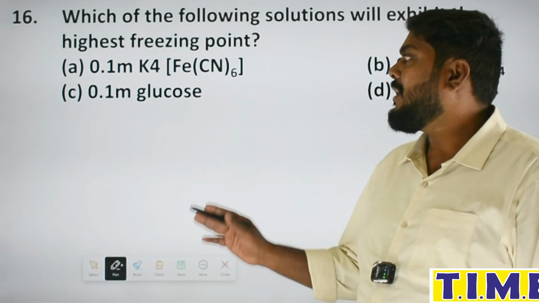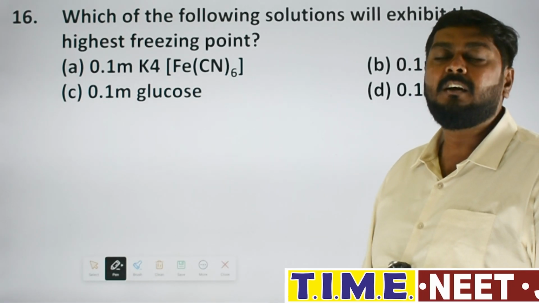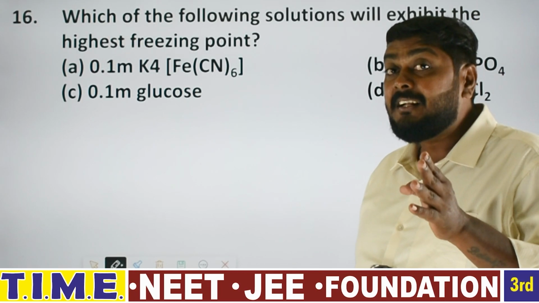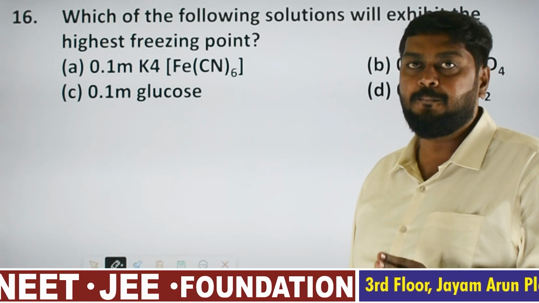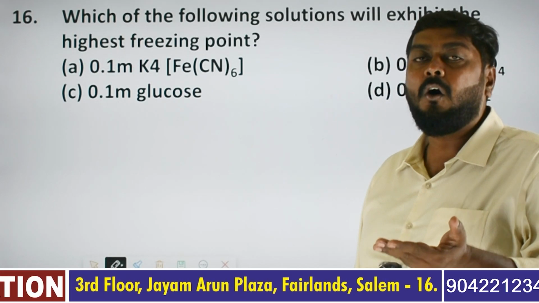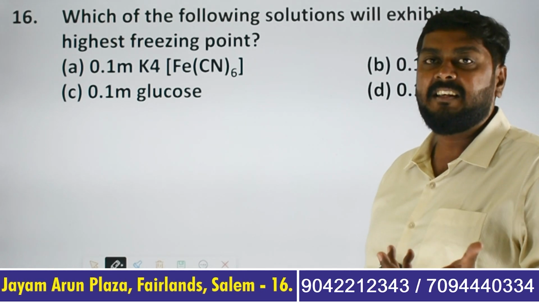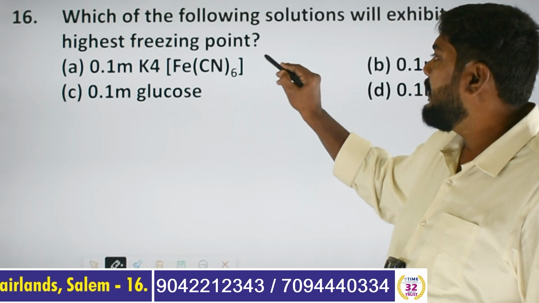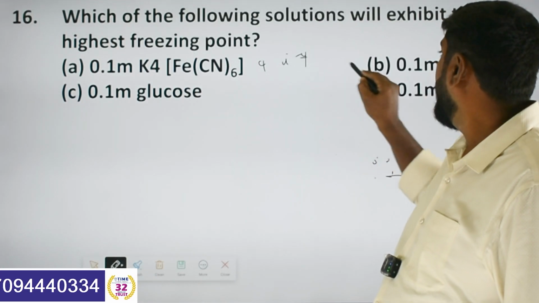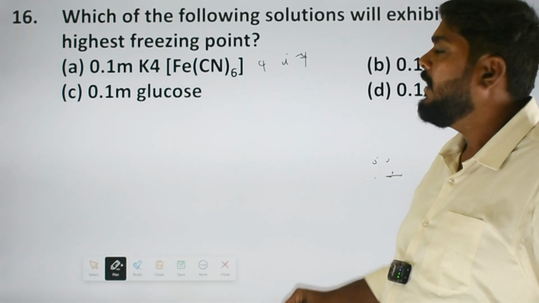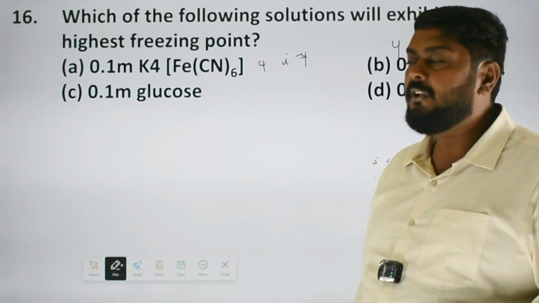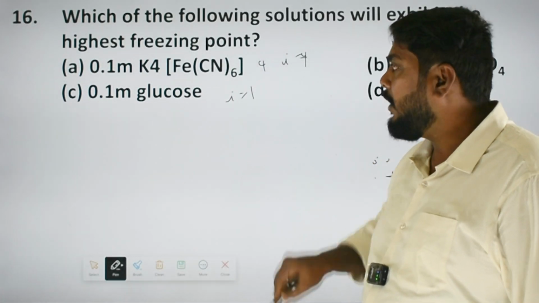See this question. In this, you are asked to predict the highest freezing point. So as we all know that depends on your i value. If i value is greater than 1, it will have lowest freezing point. That is depression in freezing point. If i value is equal to 1 or less than 1, then it will have highest freezing point. Out of this, it will have 4 ions. Hence, i value will be 4. And here you have Na3PO4. Here you will have 4 ions. But in glucose, i value will be 1 because it is a non-electrolyte.